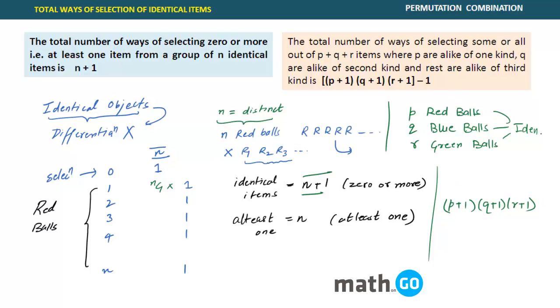And if they ask at least 1, that means you have to select at least 1. Just subtract 1 from the answer. This 1 will be when nothing is being selected, right? So p plus 1 actually includes the case where p red balls will be included or not included. Q plus 1 also includes the case where the blue ball can be included or not included. R plus 1 means that the green ball may be included or not included, right? And there would definitely be one case which would say not included, not included, not included, that is the one sequence, and we have to subtract it, right? This is how you should remember this property.